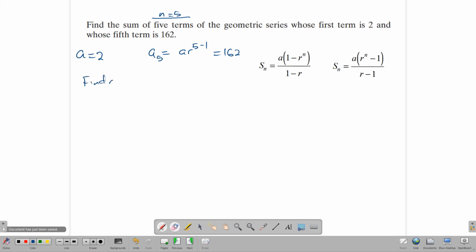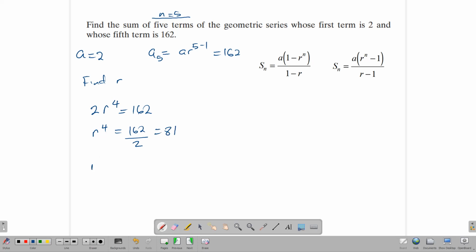And this here can help us find it. So what we're going to do here is substitute. a is 2, so we have 2 times r to the 5 minus 1, which is 4, equal to 162. So we want the other piece of our information so we can work it out. It tells us that r to the 4 is equal to 162 divided by 2, and 162 divided by 2 gives us 81.